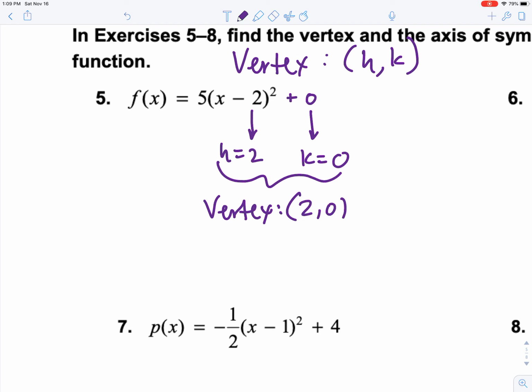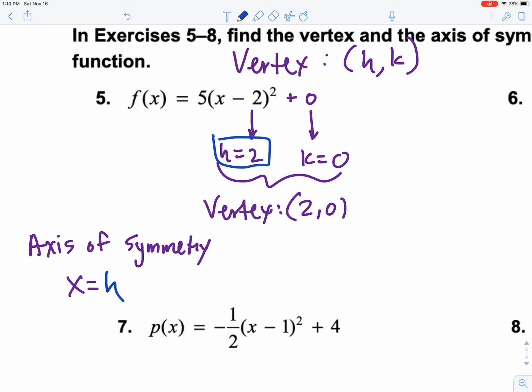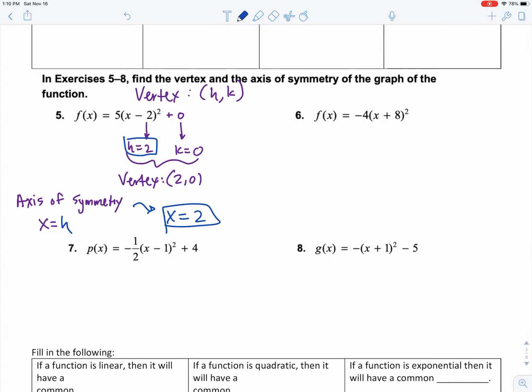Now your axis of symmetry, a little bit of review here. Your axis of symmetry is a line that goes through your vertex, and it happens to be the same thing as the x value of our vertex, since it goes through the same point. So if I know my h, and in this case I do, then my axis of symmetry is just x equals h, in this case x equals 2. Okay, so let's go through all the other 3 real quick.